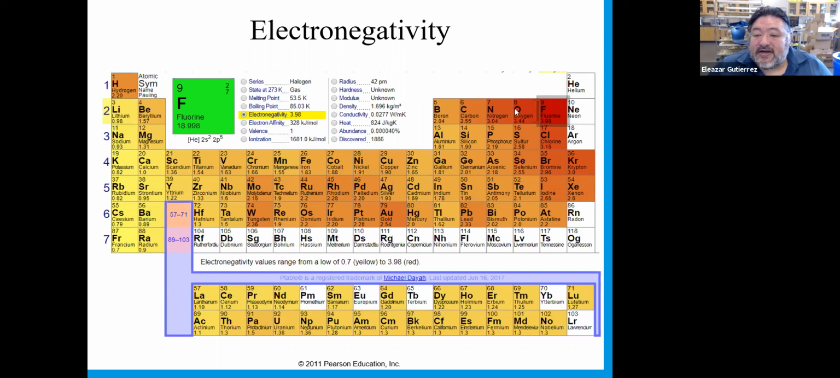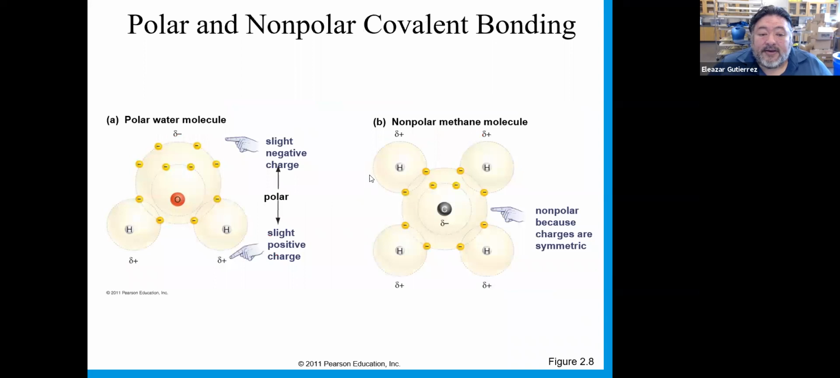Oxygen is one of the most electronegative elements that we are aware of. So oxygen is going to pull electron density away from the hydrogens. And what this does is it provides a partial negative charge.